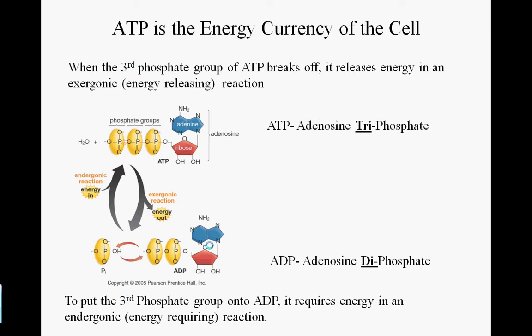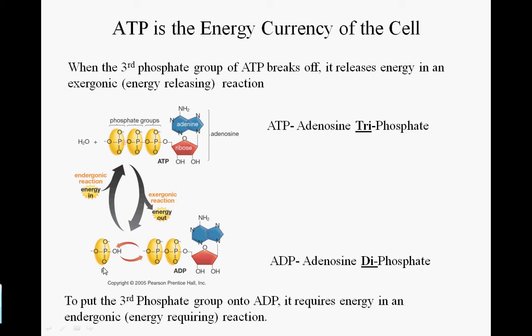Well, when the third phosphate group of ATP breaks off, it releases energy in an exergonic, or energy-releasing, reaction. So that third phosphate group will break off and release energy to become ADP, or adenosine diphosphate, that only has two phosphate groups.